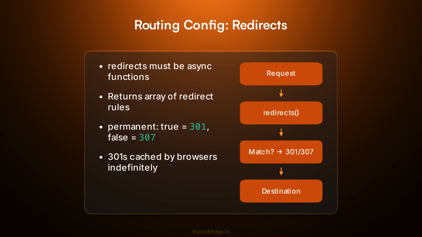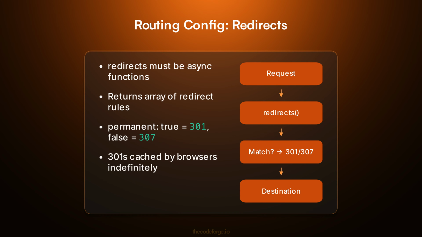Notice the async function syntax. The source uses Next.js route patterns like :slug and :path*. The destination uses the same parameter names. The has condition allows conditional redirects based on cookies, headers, or query params.